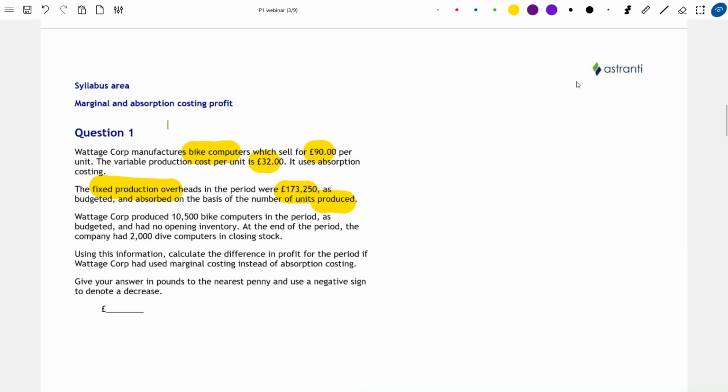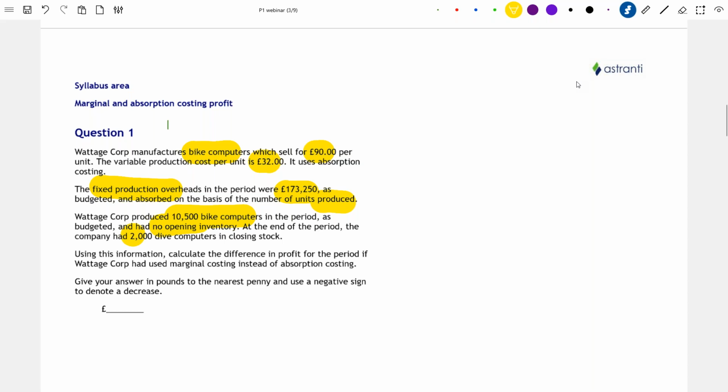So just to give a quick recap on the question I've been going through. There was a question on screen. The bike computers, selling price £90 each, variable production cost £32 each, fixed production overheads £173,250, and absorbed on a per unit basis. Production in the period was 10,500 units as budgeted, and there was no opening inventory. When it came to the closing inventory or the closing stock, there were 2,000 units. So closing stock has increased by 2,000.